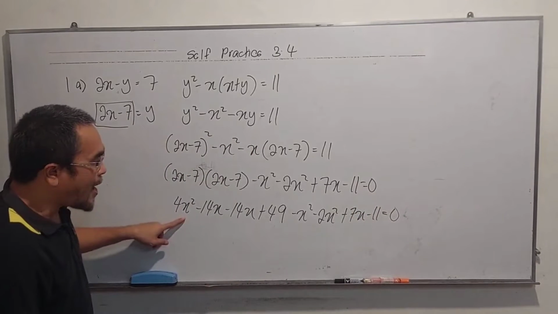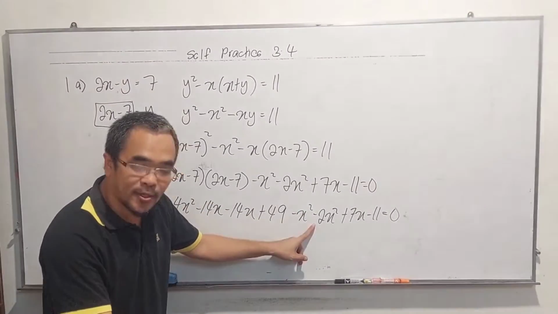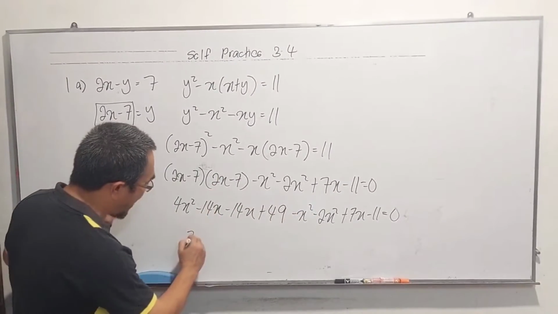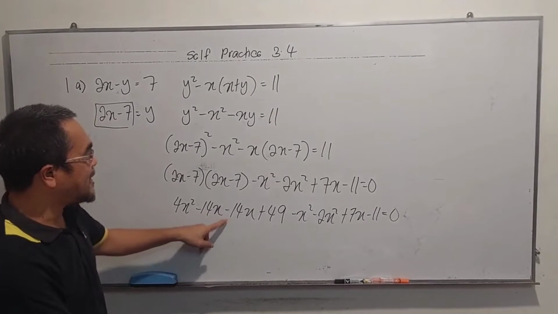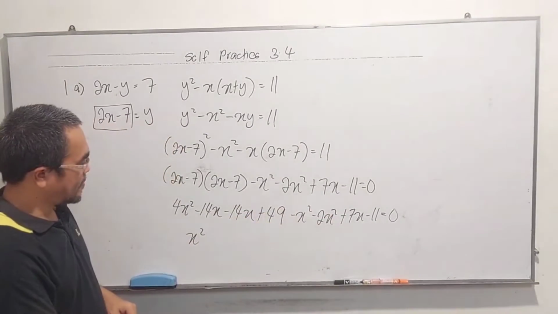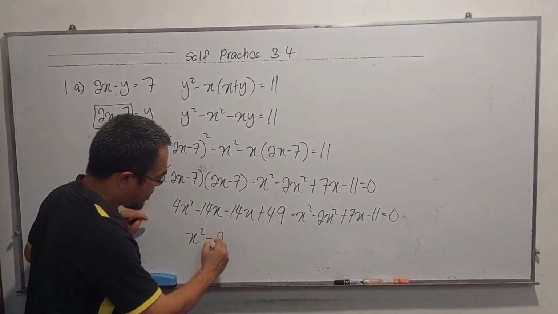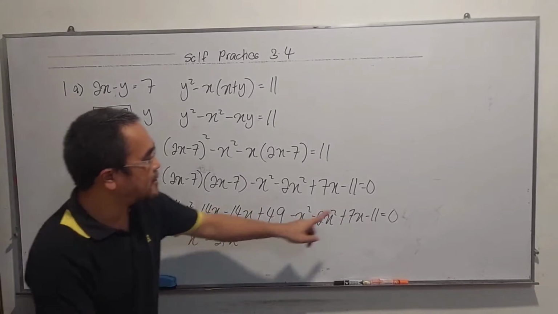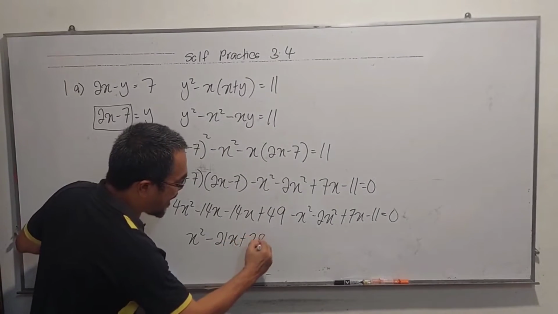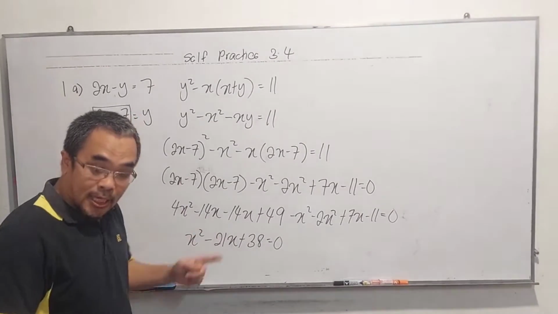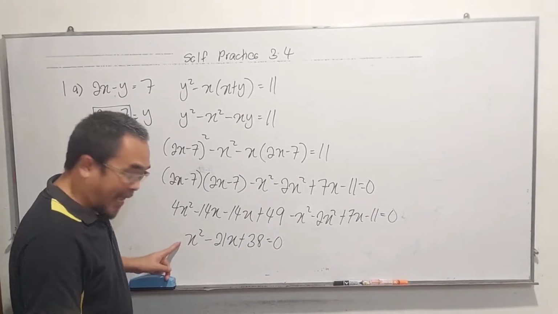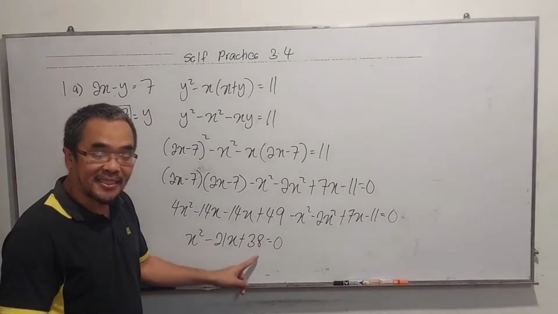Okay, simplify. 4x squared minus x squared minus 2x squared will be 4 minus 1 minus 2 will be 1. Alright, so x squared. And then you help me with this. Negative 14 plus 7, negative 21. And then 49 minus 11, 38. Plus 38 equal to 0. So help me using the quadratic function. Press calculator. Okay, A is 1, B is negative 21, and C is 38.